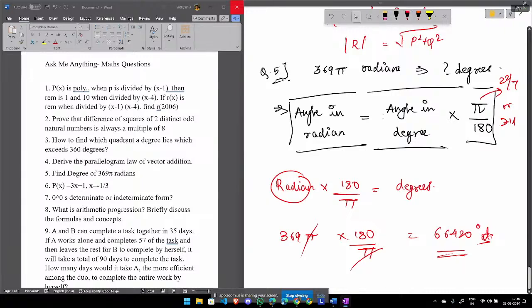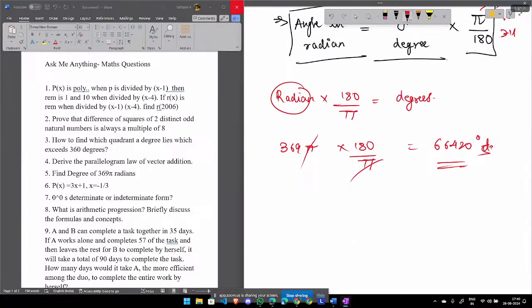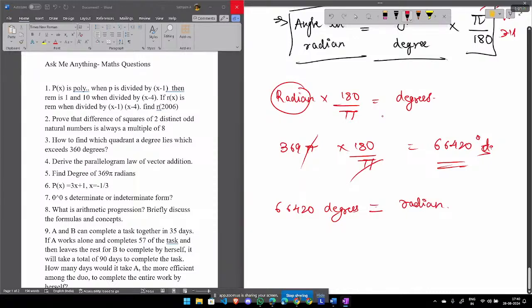Now it can also happen in certain cases that they give you the value in degrees. Like, okay, it is 66420 degrees, and now they ask you to convert it into radians. Okay, so what will we do in this case?